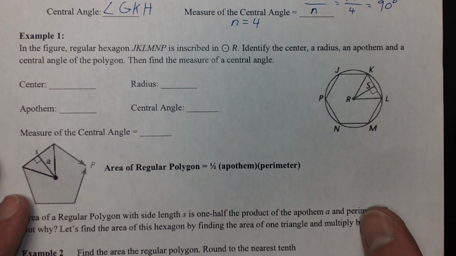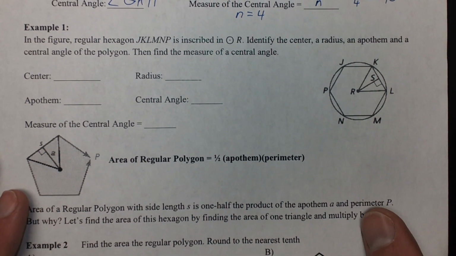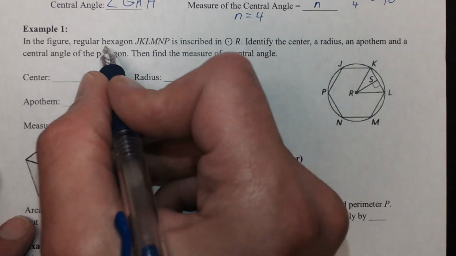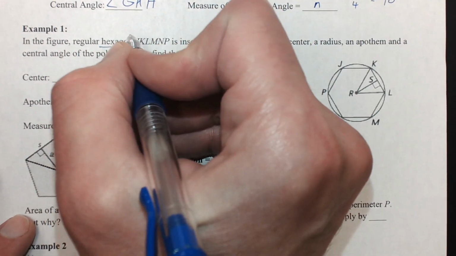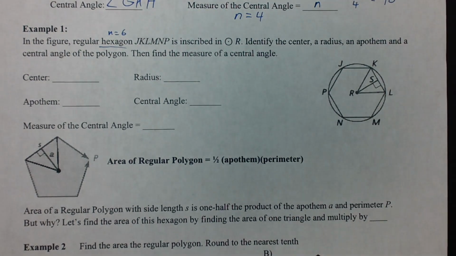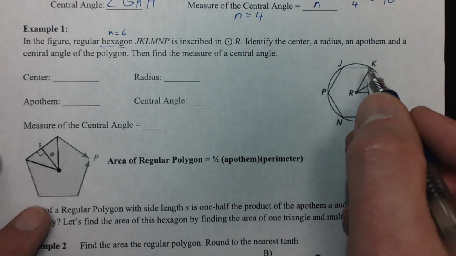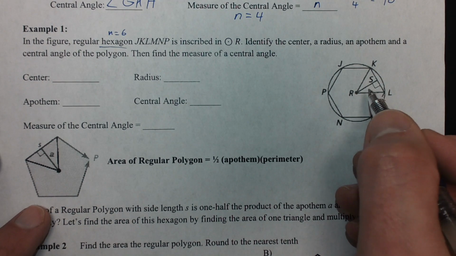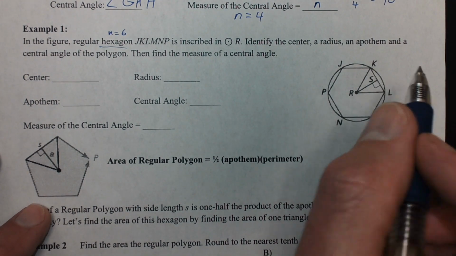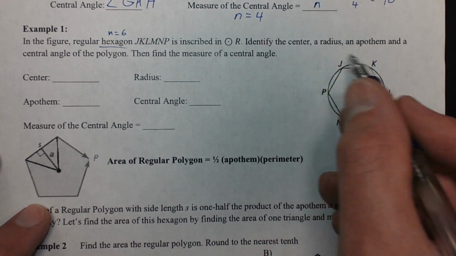Okay, so let's move on. We have some different figures to go over. In example 1, we have a regular hexagon. So it's good to know n is equal to 6 for a hexagon, right? There's 6 sides, 6 angles. And then here we have it inscribed in the circle, or alternatively you could say the circle is circumscribed around the hexagon. Either way. Identify the center, radius, and so on.